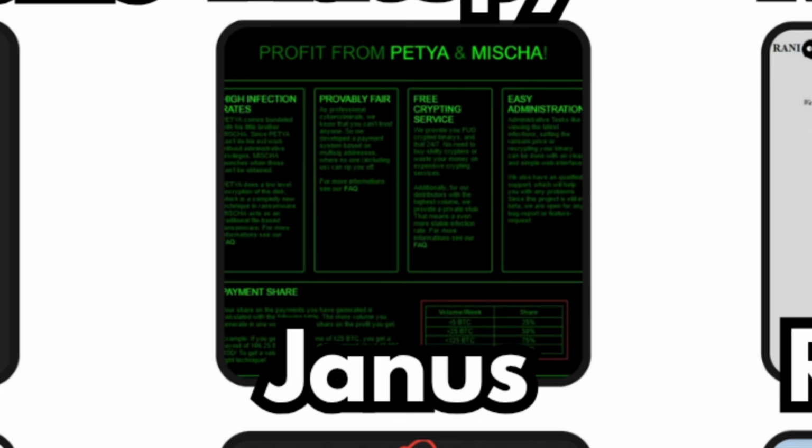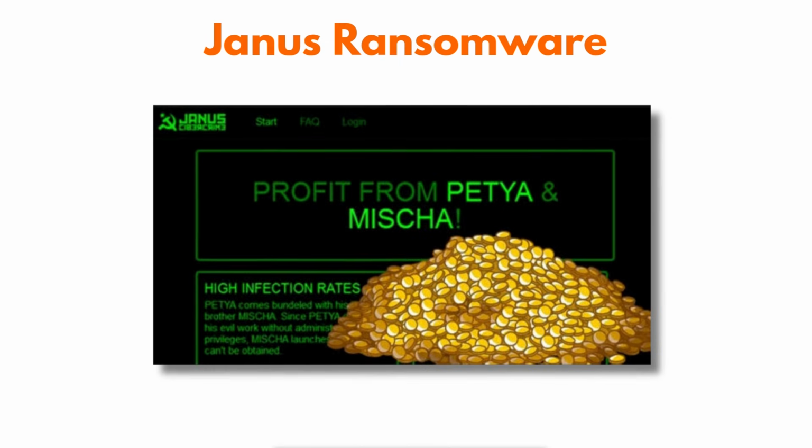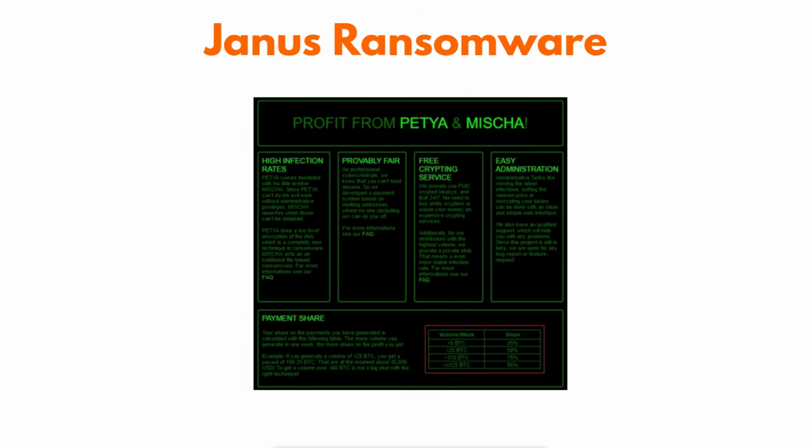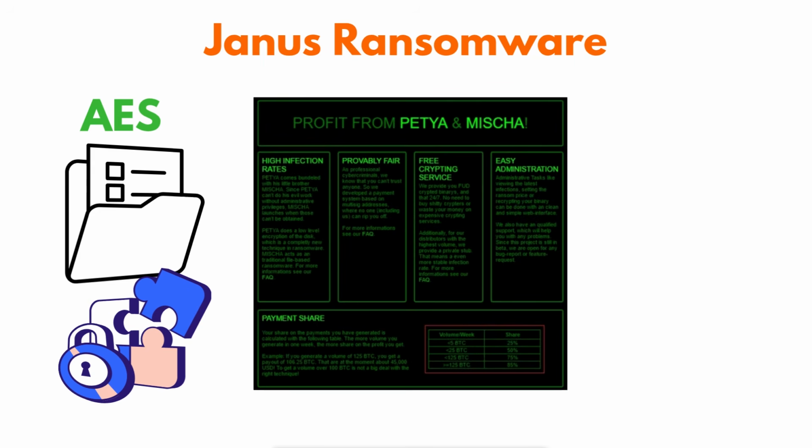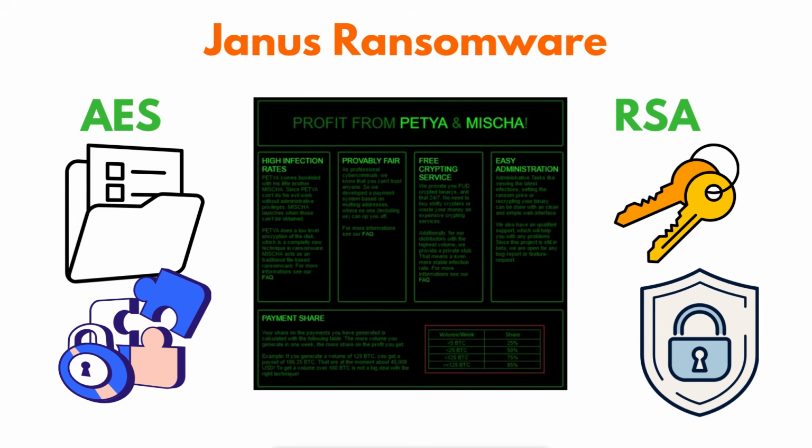Janus ransomware. Before influencing global cyber incidents, it was quietly marketed online. Janus ransomware surfaced around 2016 on Russian-language underground boards accessible via Tor. It offered configurable ransom messages and encryption settings. Janus used AES for file encryption and RSA for key protection.